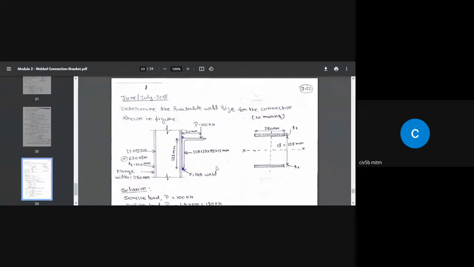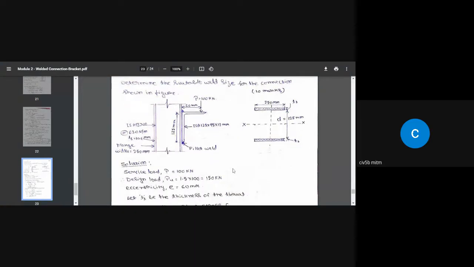The next problem says, determine the suitable weld size for the connection shown in figure. Okay, so this is the figure. This is one of the examination problems. So this is an I section, ISHB 300 I section at 630 Newton per meter. From the steel table, I got the thickness of the flange equal to 10.6 millimeter.